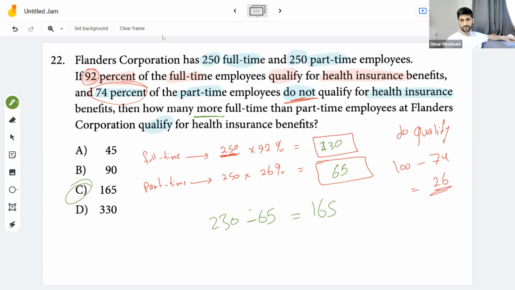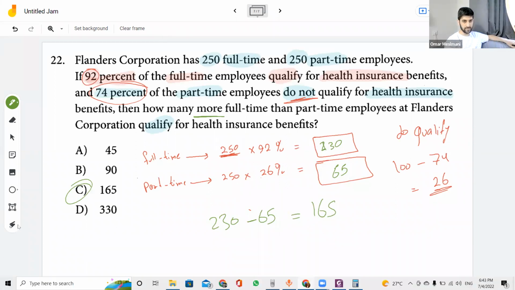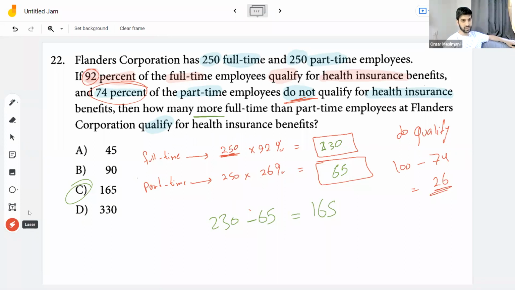Is it easy? I guess it is easy. Why did you subtract the second one? Okay, why? Listen, read the question carefully, Jana. What is he saying right now? He's saying to you that 250 full-time and 250 part-time. These are the numbers of the employees.